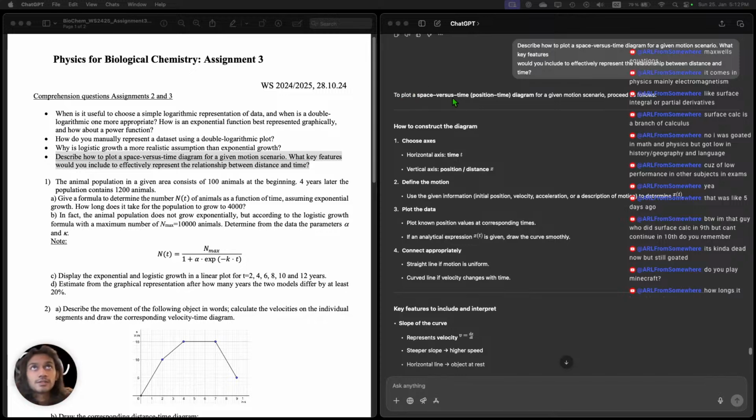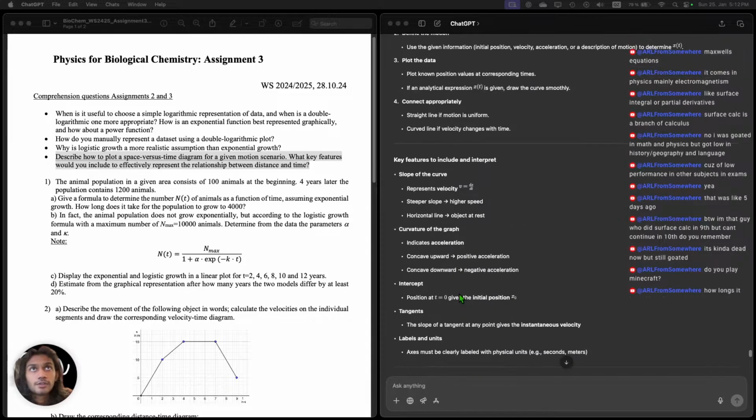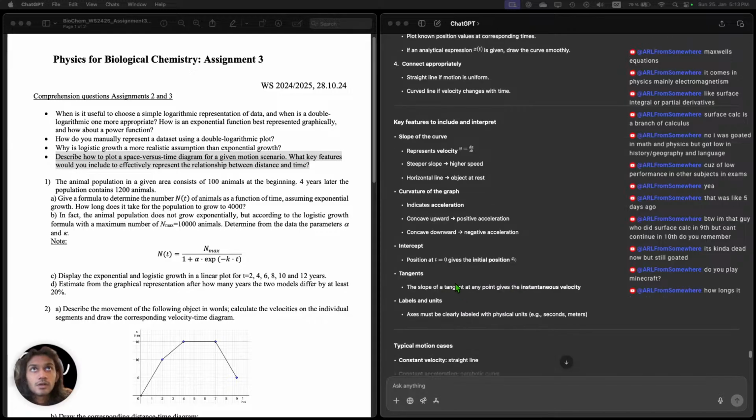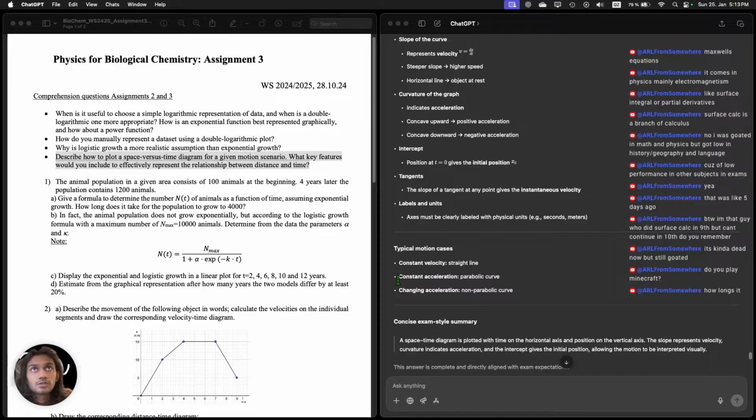To plot the space-time diagram: choose axes to define the motion, plot the data, connect appropriately. Key features to include and interpret: slope of the curve, curvature of the graph, intercept, tangent, labels and units, typical motion cases, constant velocity, constant acceleration, changing acceleration. That's what I was saying.